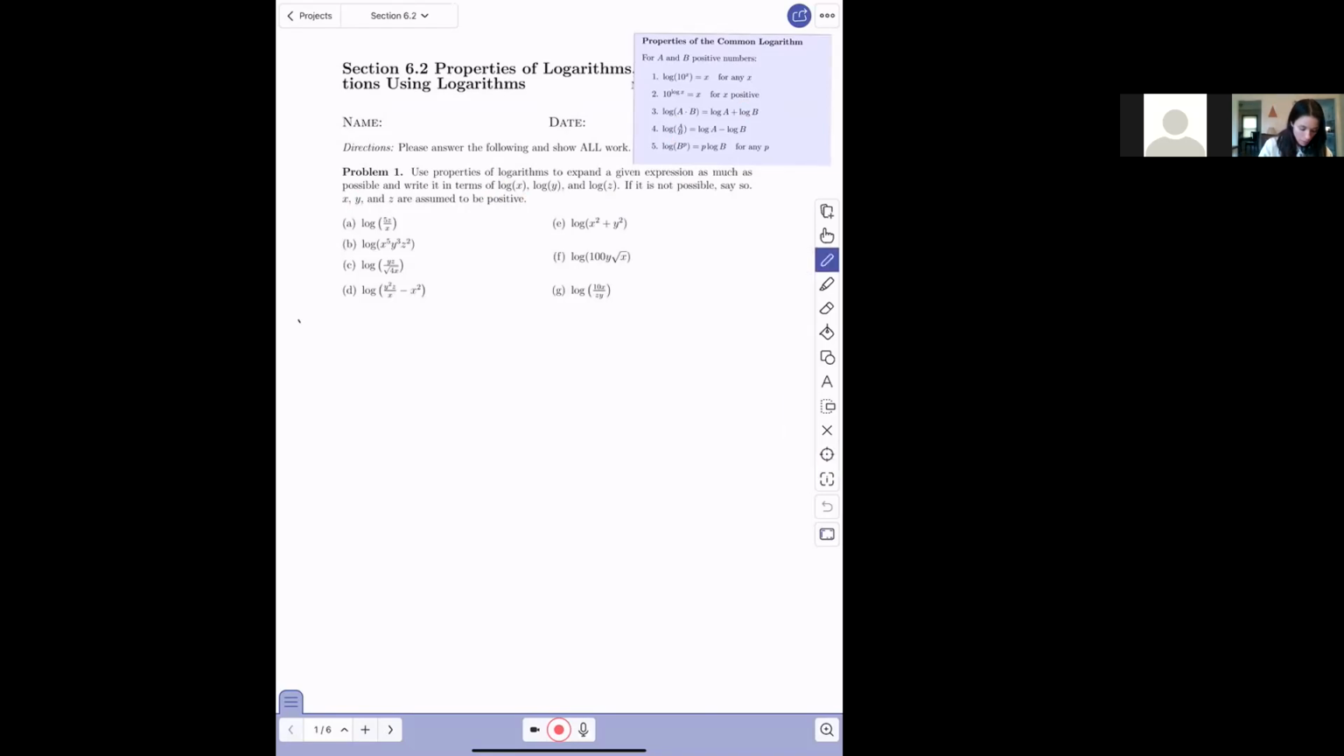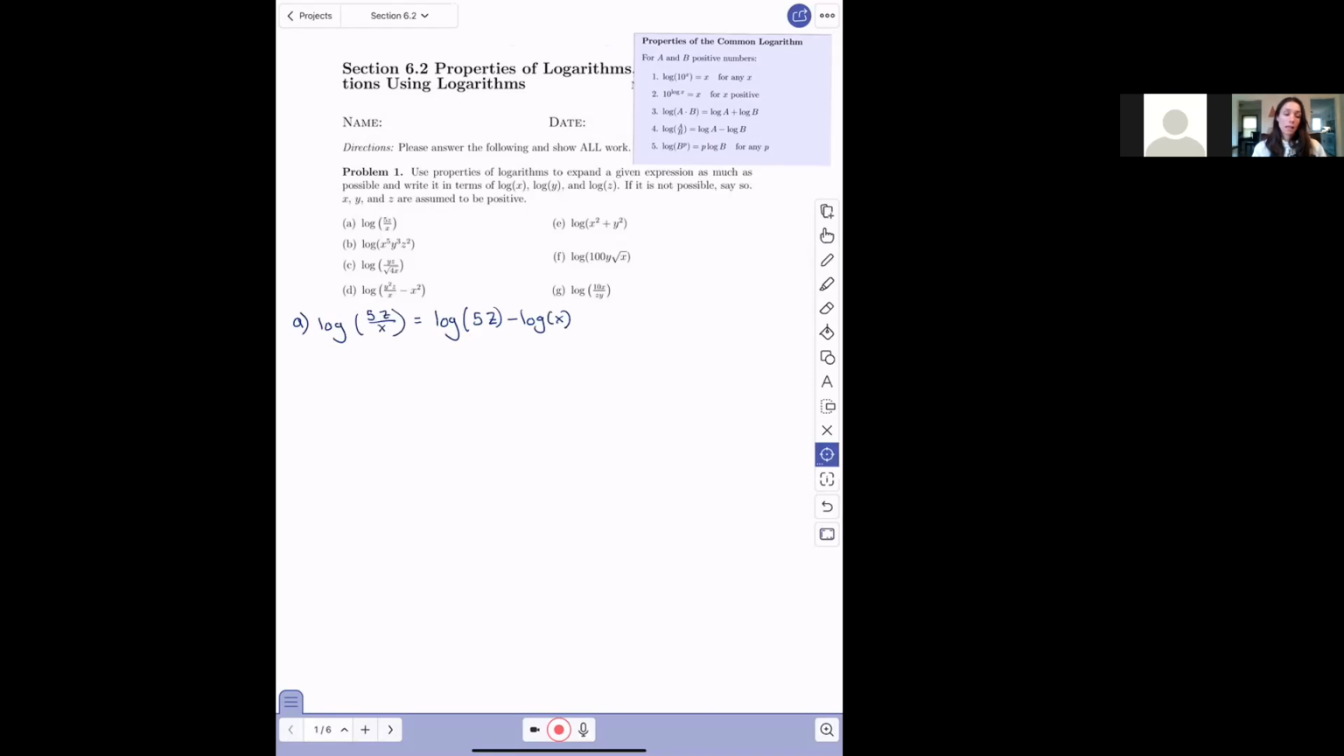Okay. So what we have to do, we look at A, we have the log of 5z over x. I can rewrite this as the log of 5z minus the log of x. That's using property 4 up here. I took my division and I wrote it as a subtraction.